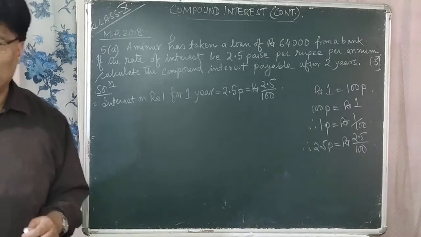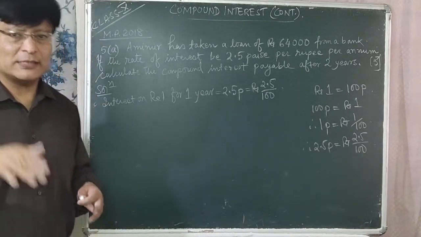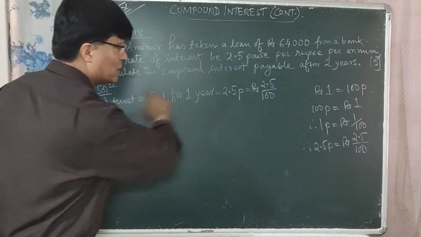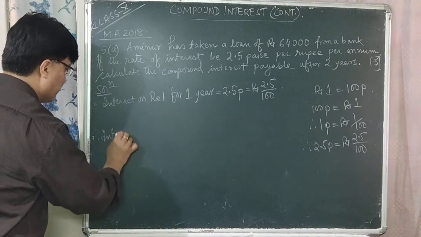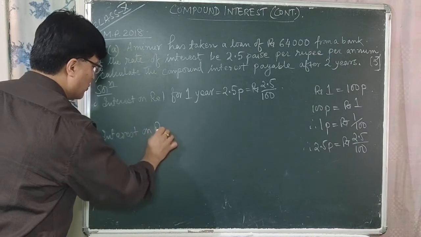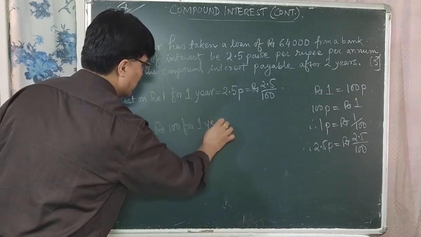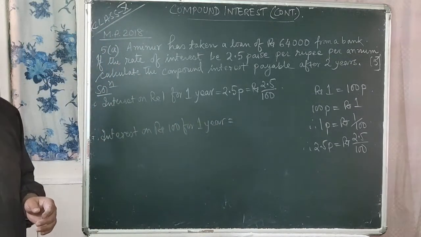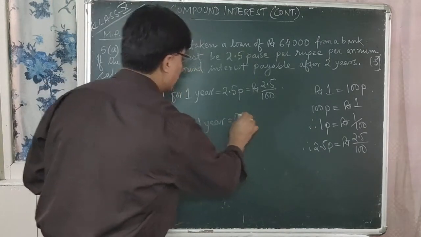Now we have to find out this rate of interest in percentage. That means out of 100. So you have to find out interest on rupees 100. So this is the unitary method, right? Therefore, interest on rupees 100 for 1 year will give you the rate of interest per annum in percentage, right? Is equal to how much is it? Rupees, this is the unitary method.